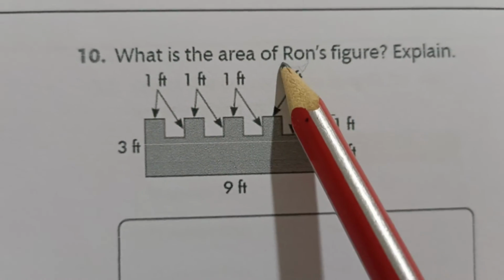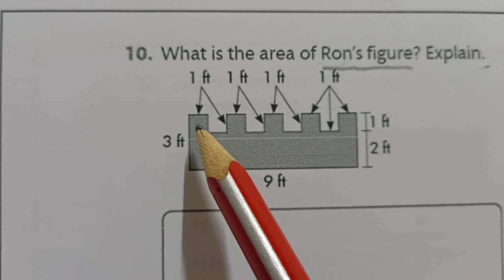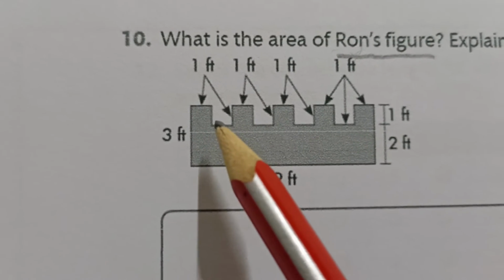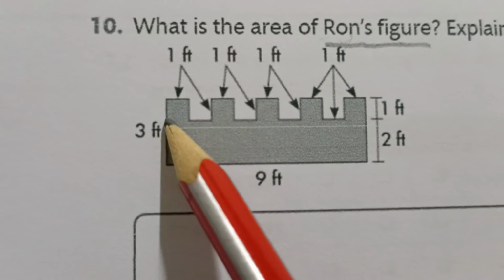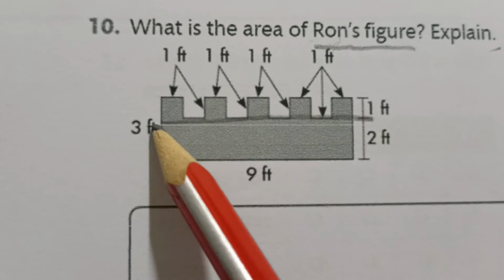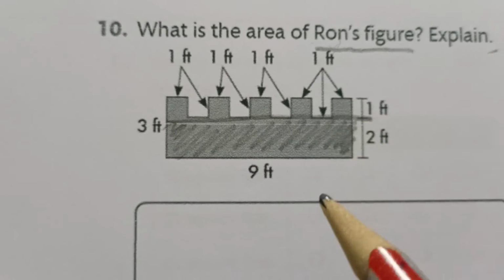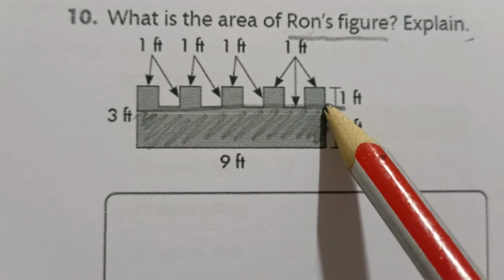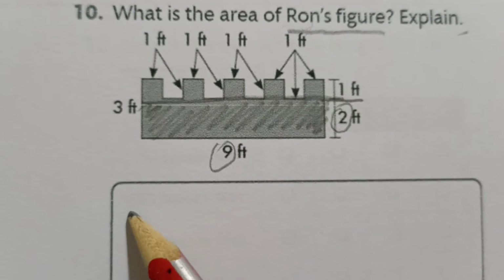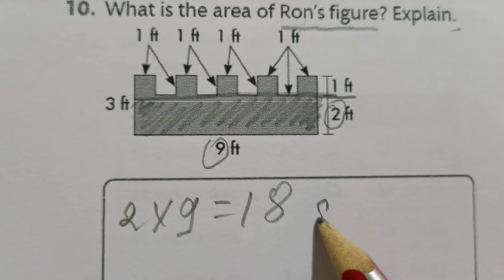What is the area of Ron's figure? Explain. Again, to find the area of irregular shape, okay, we make it regular. So draw a line like this, okay, and you will get this rectangle. And in this rectangle, you can see clearly that one side is going to be 2, the other 9. So you write 2 times 9. It's going to be 18 square feet.